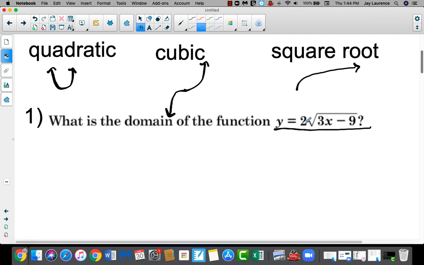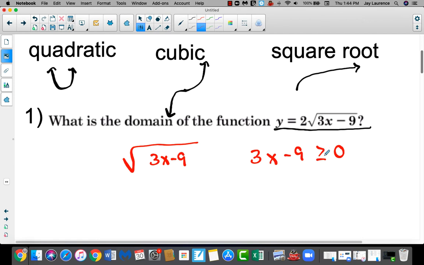So to find the domain, we have to find out what x values are not allowed in here. Well, if I look only at the square root part, the square root of 3x minus 9, what's the smallest that 3x minus 9 can equal? Well, 0. Yeah, 3x minus 9 must be greater than or equal to 0, because as soon as it's less than 0, I get a negative number I have to take the square root of. Now I'm not in the real numbers, I'm in the imaginary.